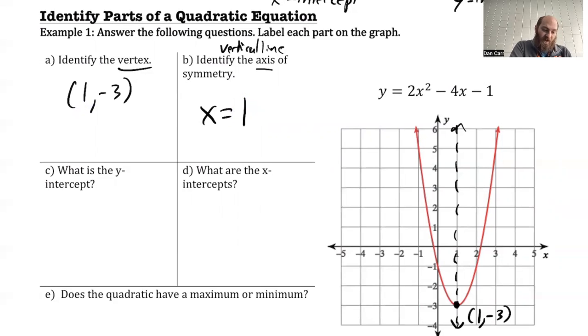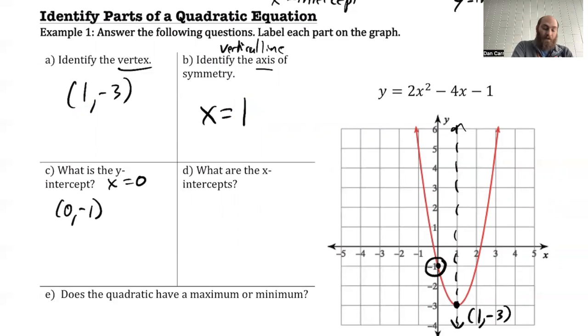What is the y-intercept? So I look here, I'm going to see that it crosses at this point here. The y-intercept is the point (0, -1). Y-intercepts are always going to have x equal to 0, no matter what.